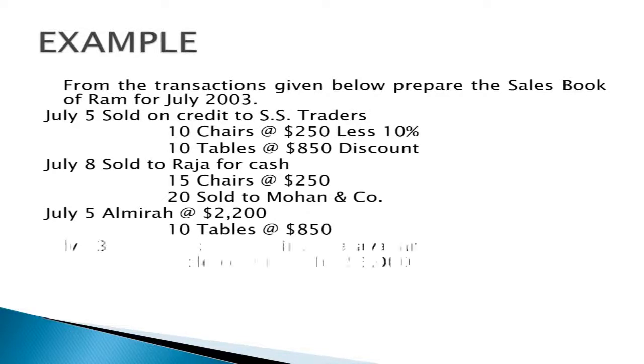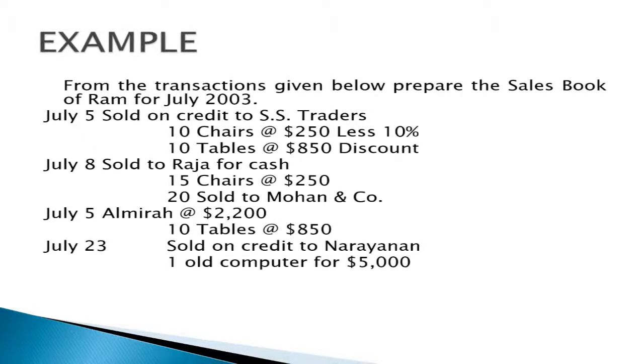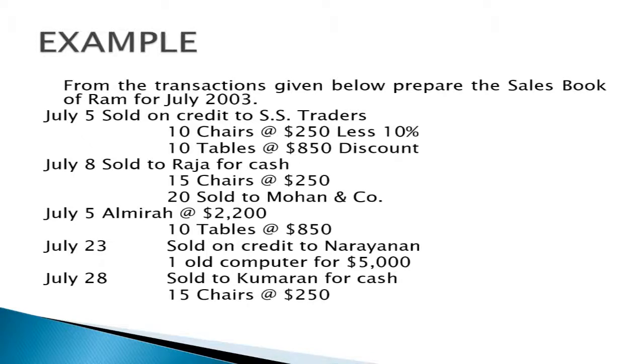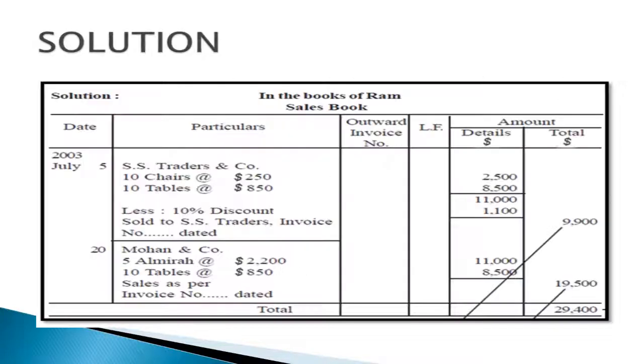July 23rd. Sold on credit to Narayanan one old computer for $5,000. July 28th, sold to Kumaran for cash 15 chairs at $250 each. In this case, the transactions which took place on July 8th, 23rd, and 28th will not be recorded in sales book because the transactions were on cash basis and there was a sale of an asset on those dates. Now let's have a look on the solution.